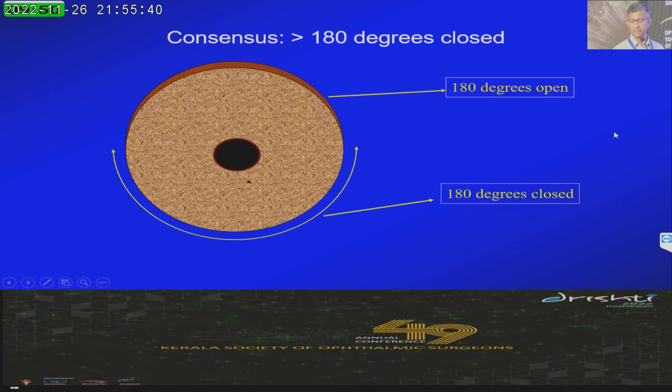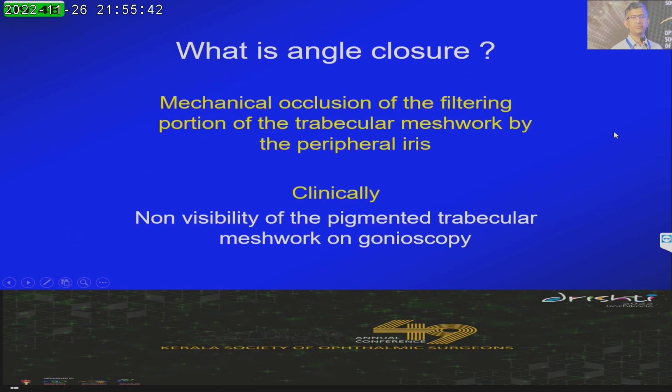So basically, what is angle closure? And here, there's a fundamental issue here. Angle closure, we think, is mechanical obstruction of the filtering portion, that's the pigmented portion of the trabecular meshwork by the peripheral iris. And clinically, how do we detect it? On gonioscopy, we say if we cannot see the pigmented trabecular meshwork, we assume it's because there is apposition. You cannot see what's going on.